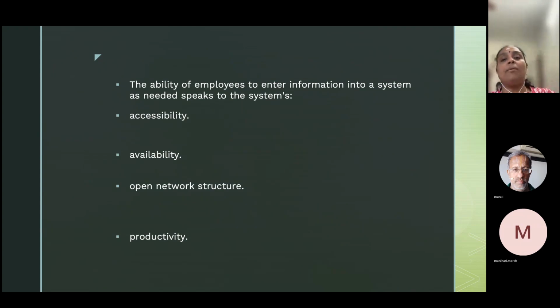Now let's see some probing questions. The ability of employees to enter information into a system as needed speaks to the system's what? Accessibility, availability, open network structure or productivity. Normally, before I ask you to answer this, if you see the MCQs, the way that you have to approach, especially information technology, always look for keywords.